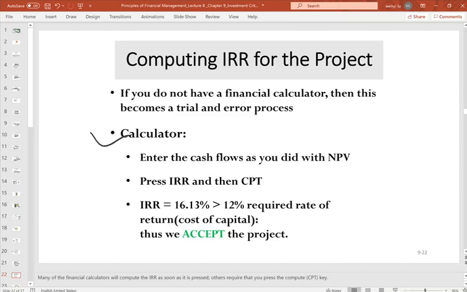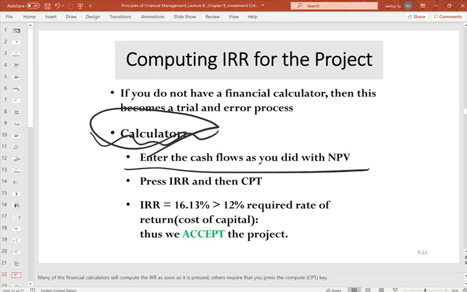However, because you have the financial calculators in your hands, we prefer to use financial calculators. First, follow the same steps you did in the NPV method. You enter all the cash flows. Then you will not press NPV, you will press IRR, then press CPT and you can solve the number. For example, for our previous project from the last part on NPV, if you press IRR instead of NPV, you will get 16.13%.